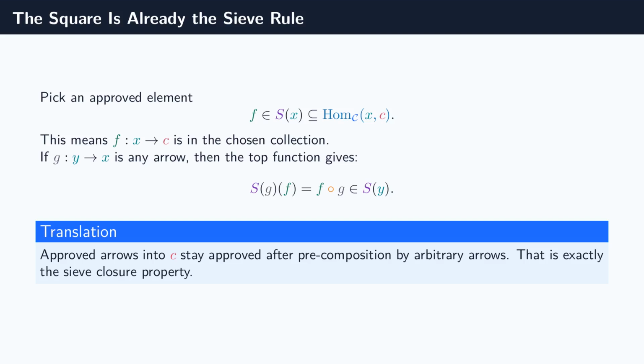Now the square reveals the sieve rule. Pick an approved element f in S of X. That means f is an arrow from X to C that has been selected. If g is any arrow from Y to X, then S of g sends f to f after g. Because S is a subfunctor, that result must be in S of Y. So approved arrows into C stay approved after precomposition.